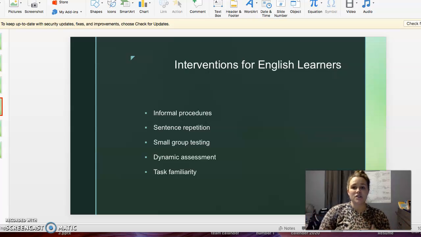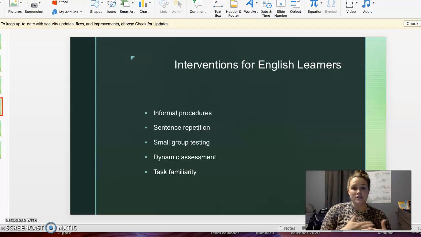Dynamic assessment is like changing the way you're doing your testing. So this could be doing a test for the first unit, moving on, doing maybe like a 10-question quiz for the next one, and then doing a project for another one. So this is changing up those different assessments to where it's not just all testing.